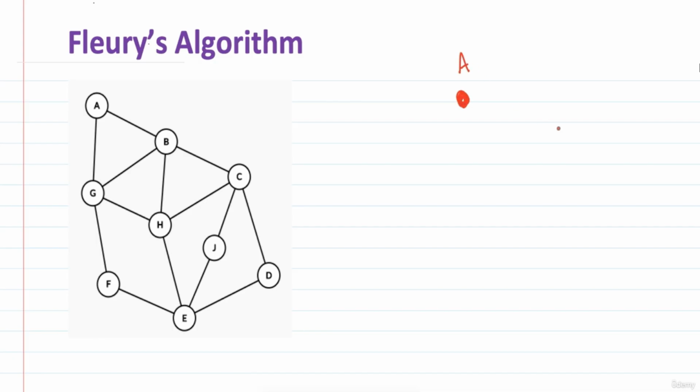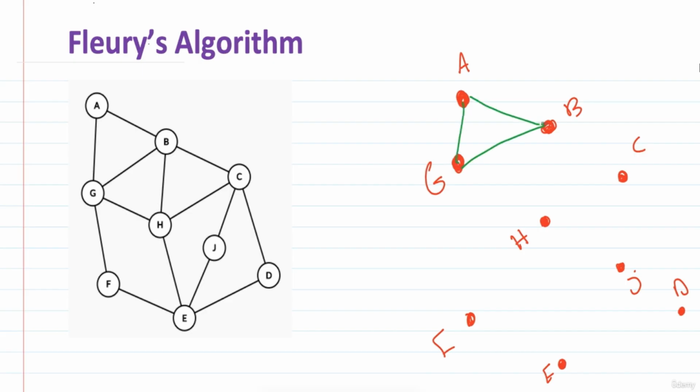This is vertex A, this is vertex B, this is vertex G, and then H, and then C, and then F, and then J, and then E, and then D. I have 1, 2, 3, 4, 5, 6, 7, 8, 9 vertices. So these are connected like that.